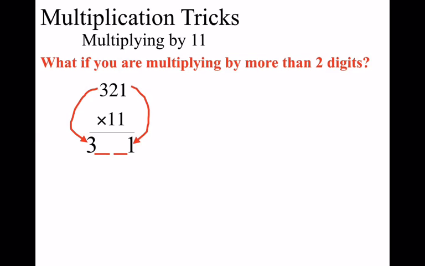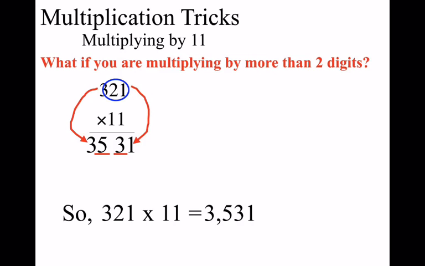And then we read left to right, so we're going to add pairs of numbers in the number that we're multiplying by 11 from left to right. So we start by adding 3 and 2, which is a 5. And then adding 2 and 1, which is a 3. And so we can see that 321 times 11 is 3,531.